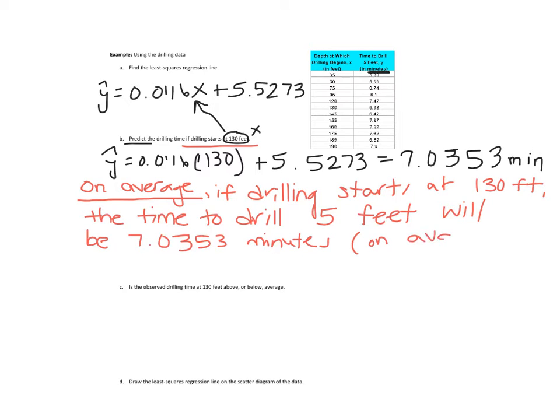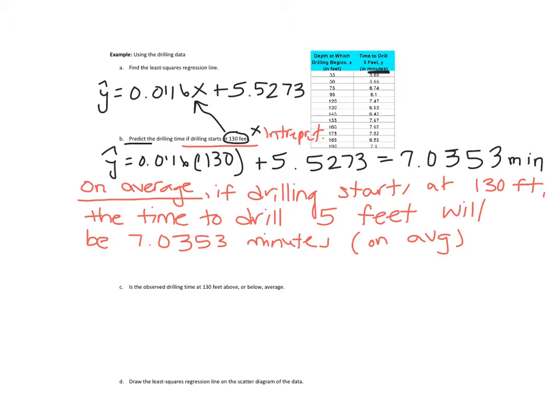And you can either write average at the beginning, or you can write on average at the end. Just make sure you include on average, because y hat is an average, and I want to make sure you know that. All right, and again, that's the red part. Predict the drilling time if it starts at 130 feet, and then what I just wrote in red would be like the interpret part if I asked you to interpret.